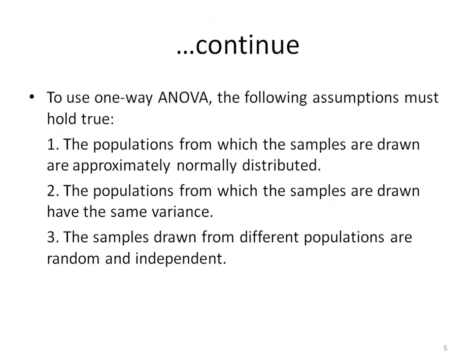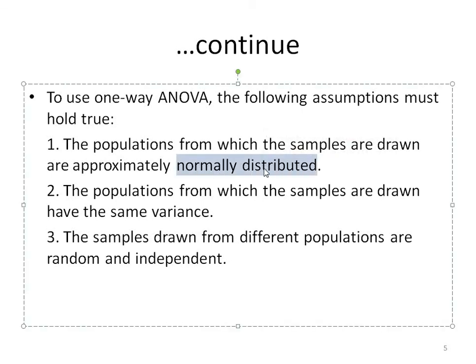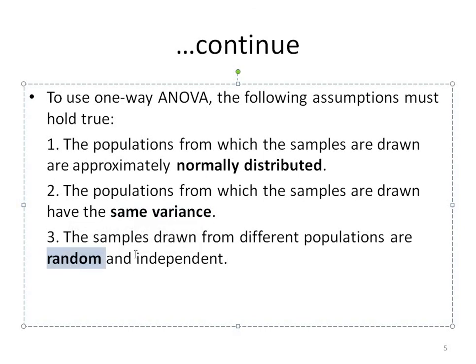To use the one-way ANOVA, the following assumptions must hold true. First, the populations from which the samples are drawn are approximately normally distributed. Second, the populations from which the samples are drawn have the same variance. Next, the samples drawn from different populations are random and independent.